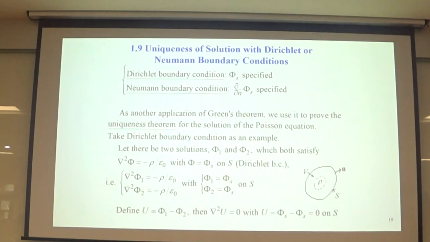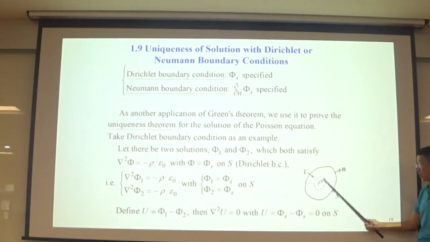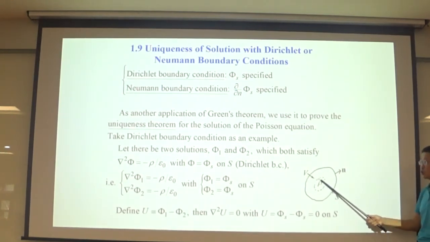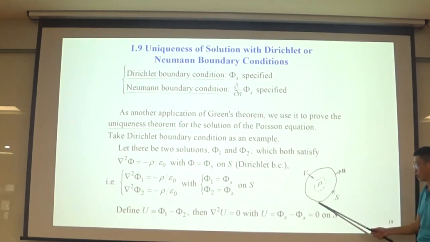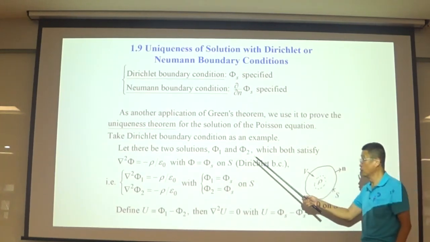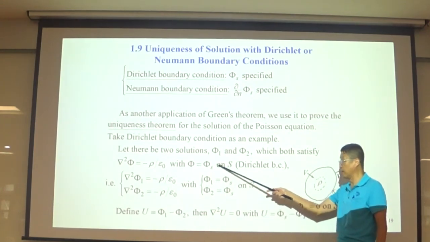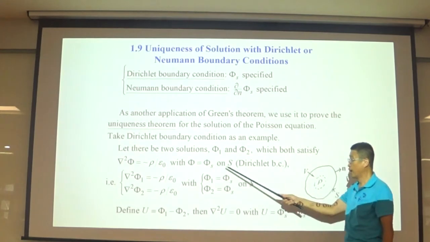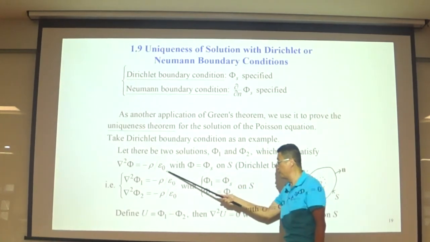And let's consider a condition. We have a volume V, and inside this volume, we have a charge distribution. And on the surface, the potential is given. So it's Dirichlet boundary condition. And the potential is here. We will solve this one.